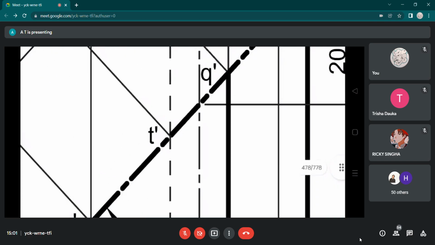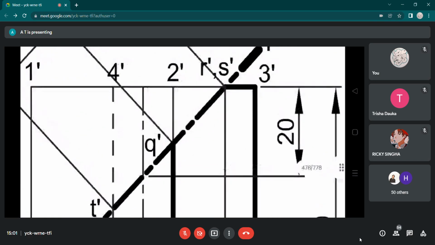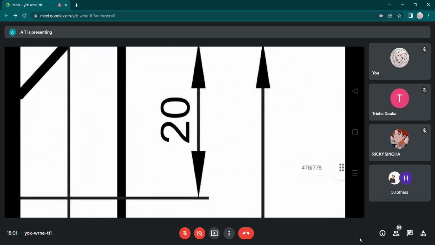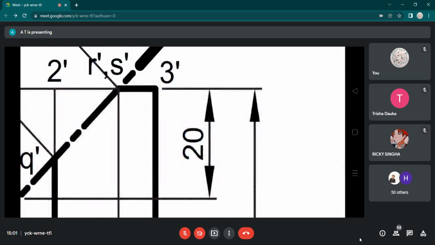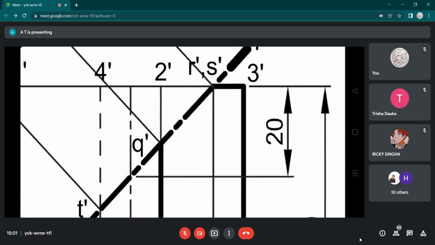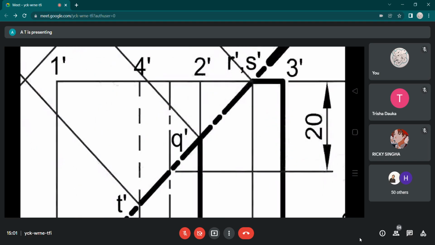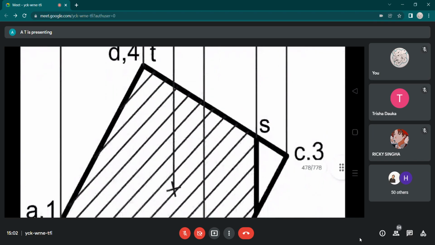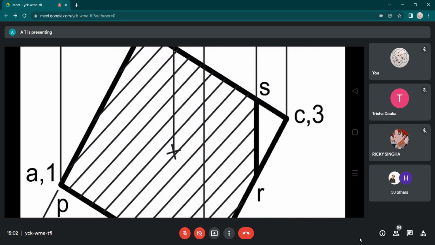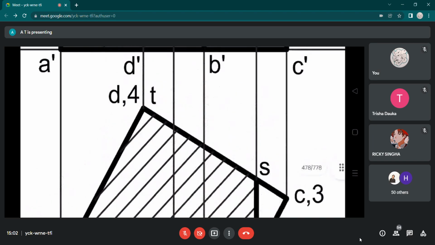But the thing is where you have to cut the plane. You see here 20 mm. Focus on the 20. 20 mm from the top, 2 dash. In fact, the axis. The axis will start, the axis connecting the centers of both the square faces. What is the axis? It will connect the center of both the square faces.